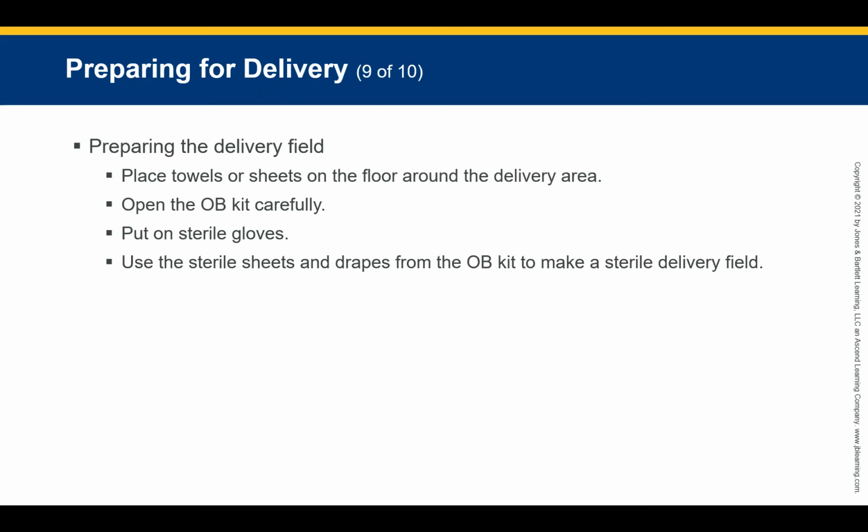Put on a protective face shield and gown. As time allows, place towels or sheets on the floor around the delivery area to help soak up some of the bodily fluids and to protect the woman and the newborn. Open the OB kit carefully so the contents remain sterile. Use the sterile sheet and drape from the OB kit to make a sterile delivery.